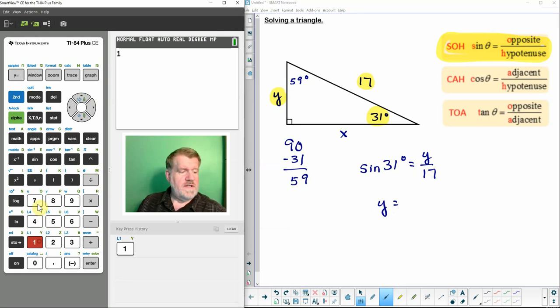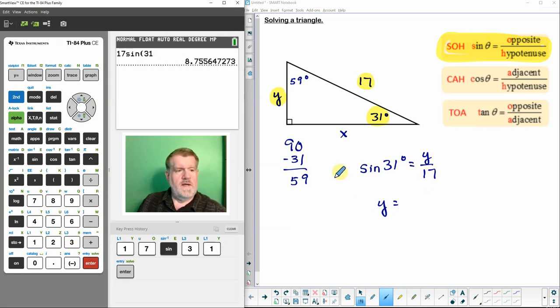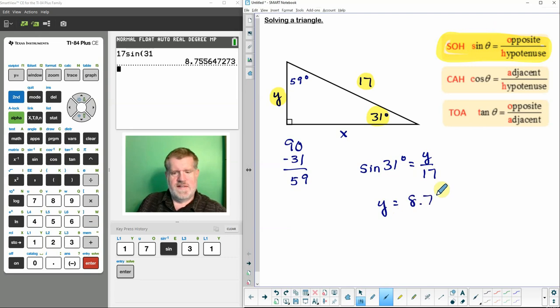So what is 17 times the sine of 31? That gives us an answer, and I'm going to go to 2 decimal places this time: 8.76. That's my y value. Now I know this side. I have one more thing to find out, which is this side.